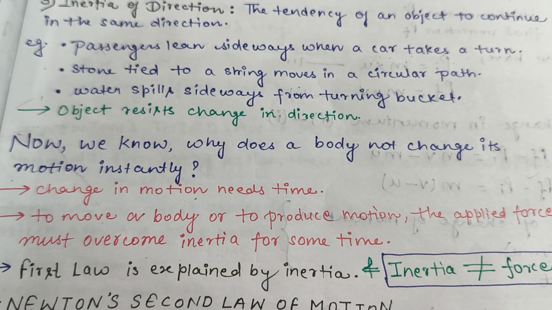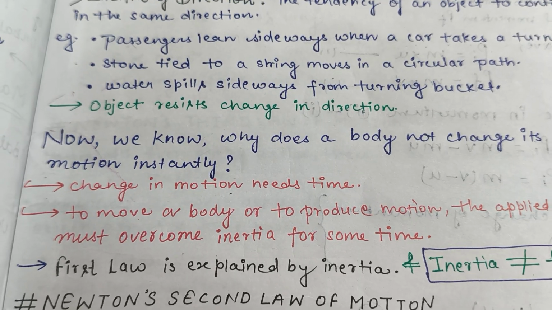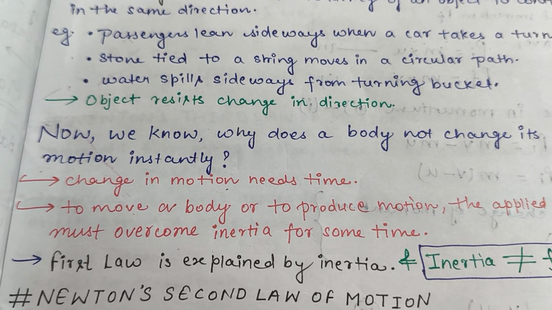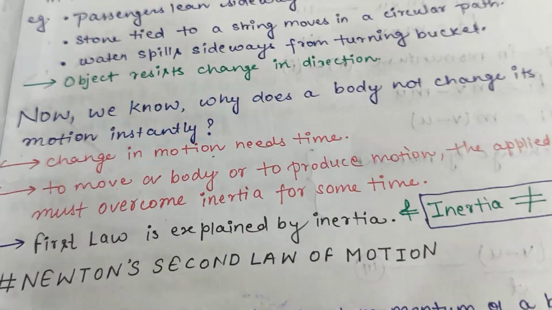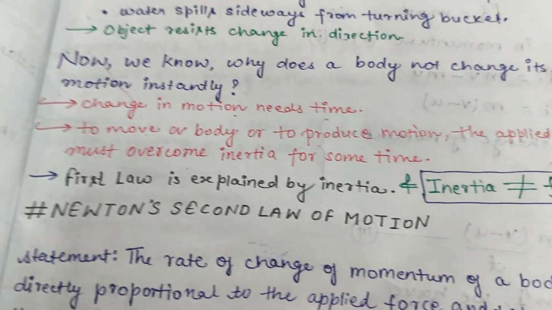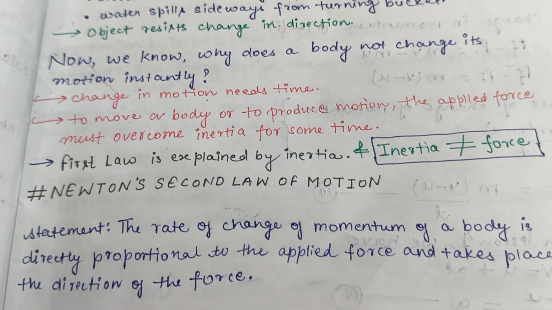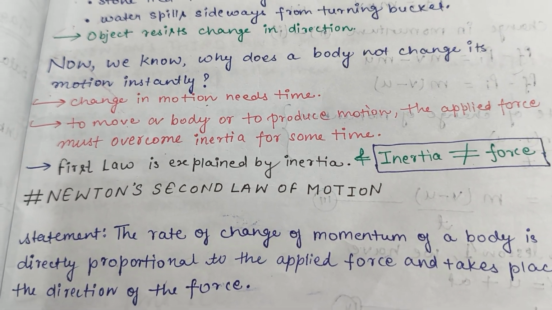Now we know why a body does not change its motion instantly. The reason is that change in motion needs time. To move a body or to produce motion, the applied force must overcome inertia for some time. This is the most important line from this page: to move a body or to produce motion, the applied force must overcome inertia for some time.